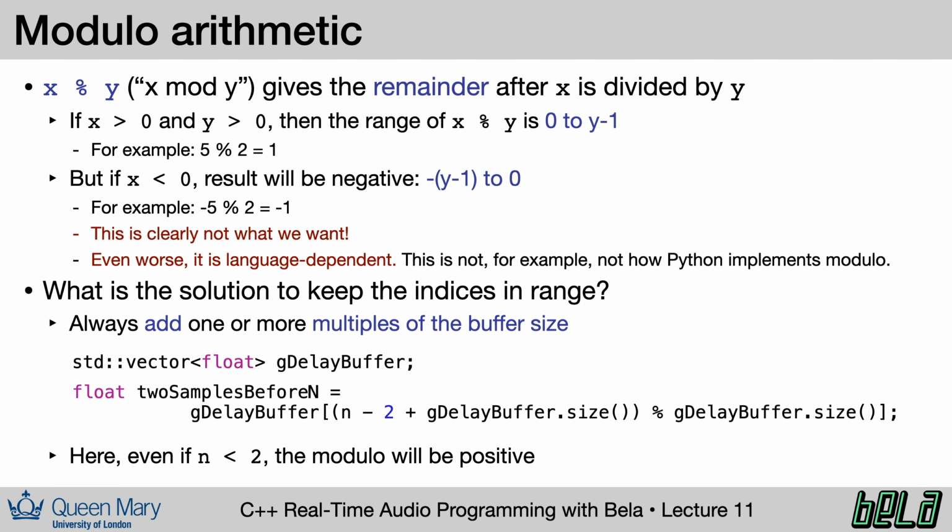So the most robust solution is going to involve always adding one or more multiples of the buffer size like this. The expression looks a bit complex, but it's easy to unpack. If we wanted index n-2 in a circular buffer context, we first add the buffer length. Then we take that whole expression and we take the modulo by the buffer length once again. This means that even if n is equal to 0 or 1, we'll still end up with a positive valid index at the end of it. It's worth committing this expression to memory because it comes up quite frequently when you deal with circular buffers.